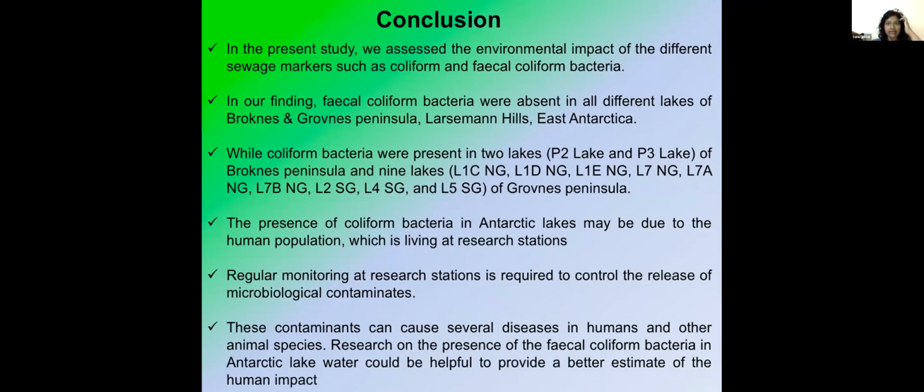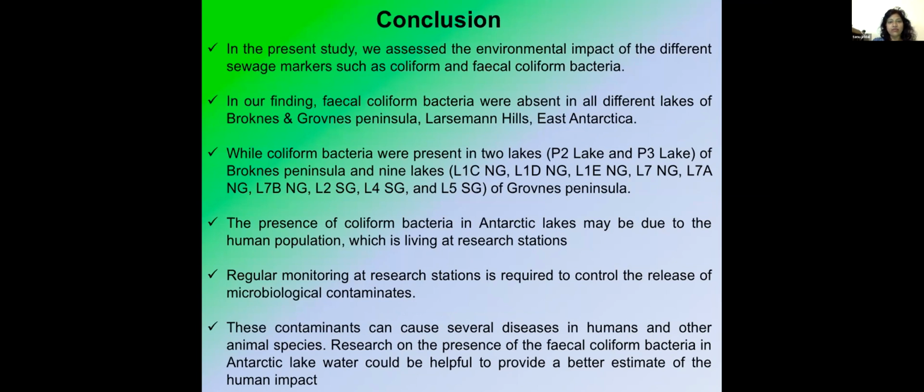So in the present study, we assessed the environmental impact of the sewage markers such as coliform and fecal coliform bacteria. Fecal coliforms were absent in all the different lakes of Bruckner's Peninsula, East Antarctica, while coliform bacteria were present in 2 lakes, P2 lake and P3 lake of Bruckner's Peninsula, and 9 lakes, L1C, NG, L1D, NG. These are the different sampling names we have kept for Bruckner's Peninsula.